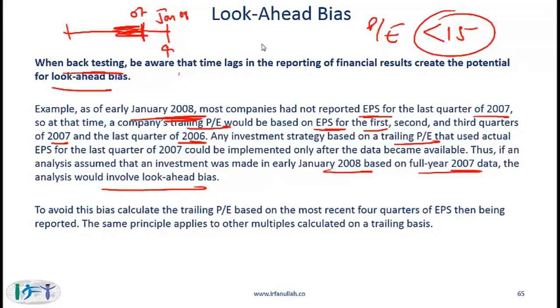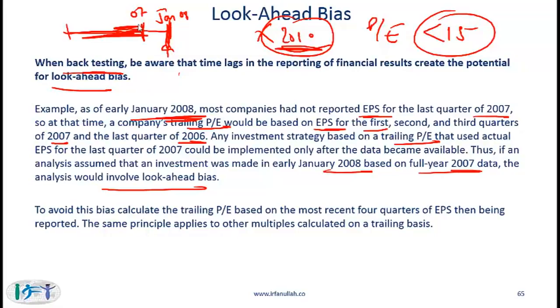The point being that if you are now sitting here in 2010 and you are doing a backtesting, where you are saying that had I bought in January 08, and sitting over here, obviously you have the EPS data for all of 07. So in backtesting, you are using all of 07 data, but somebody who was actually here would not be using all of 07 data. So the bias that arises because of that is called the look-ahead bias.